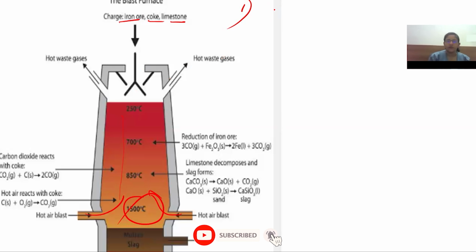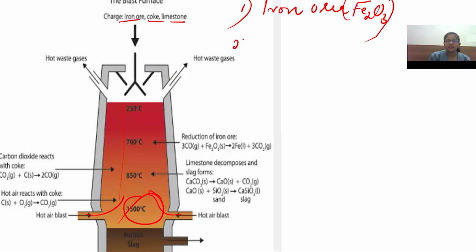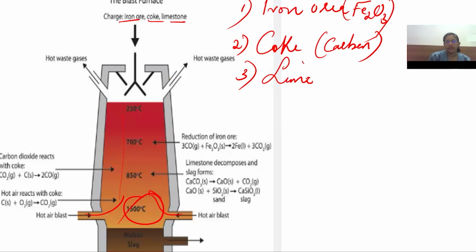What are the three main things? First one is, of course, our iron ore. Which ore are we using here? Fe₂O₃, hematite. The second one is coke. What is coke? It is carbon itself. And the third one is limestone, which is calcium carbonate. These are the only ingredients we are adding to this blast furnace, along with the air from the bottom.